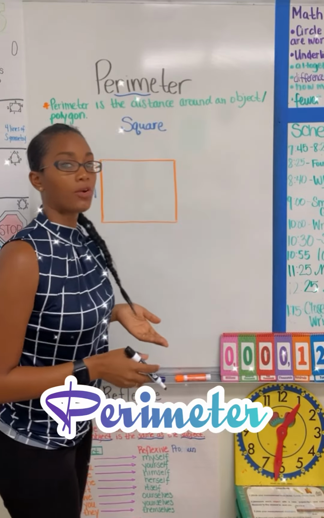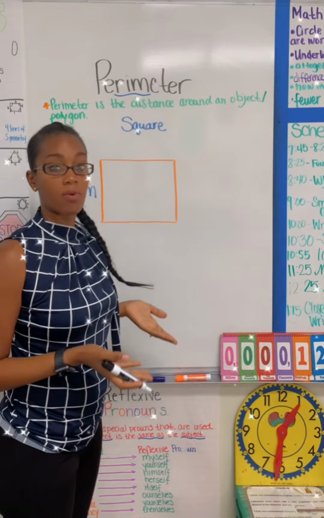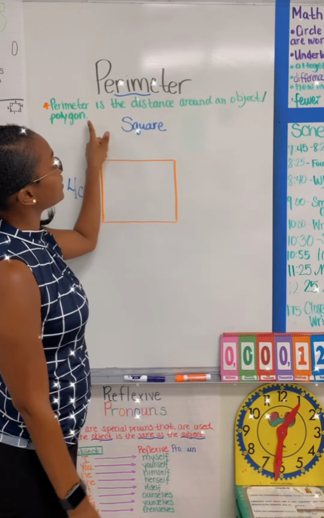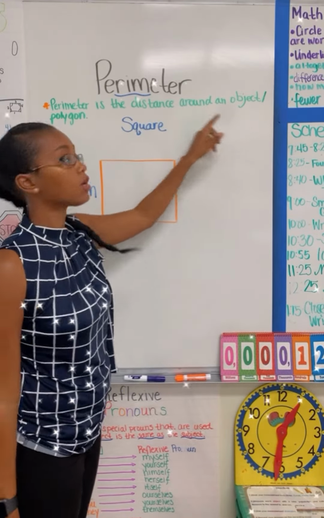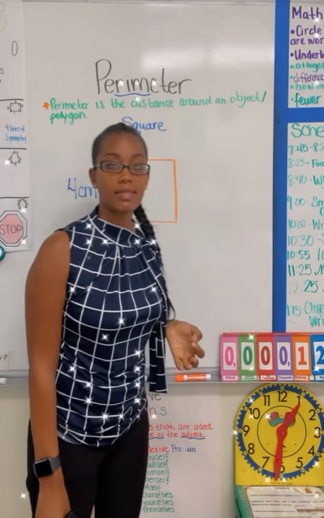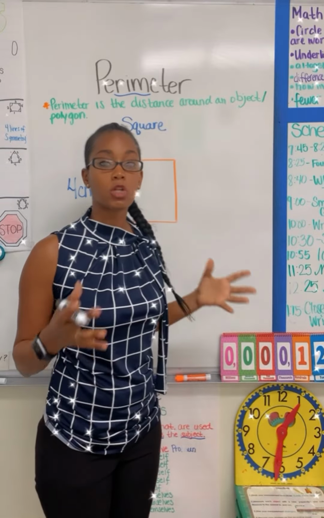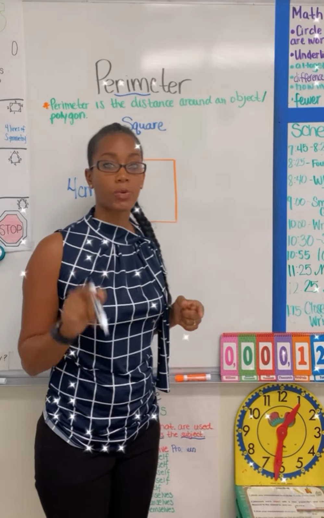Today we are going to be learning about the perimeter. But before we do that, what is the perimeter? The perimeter is the distance around an object or a polygon. If you've forgotten what a polygon is, it is a two-dimensional shape that is closed and has all straight lines.